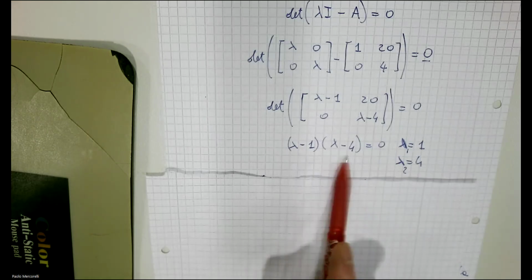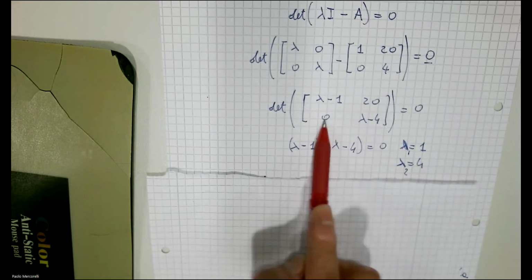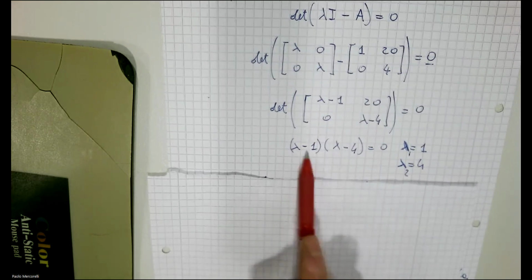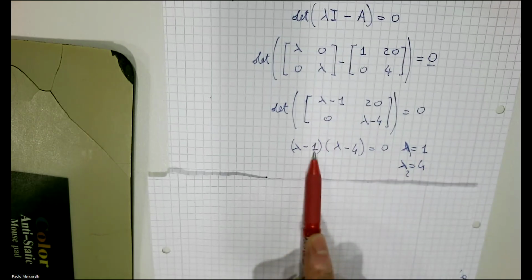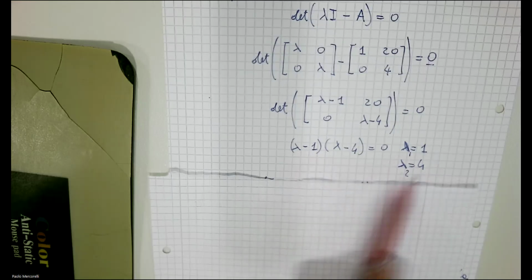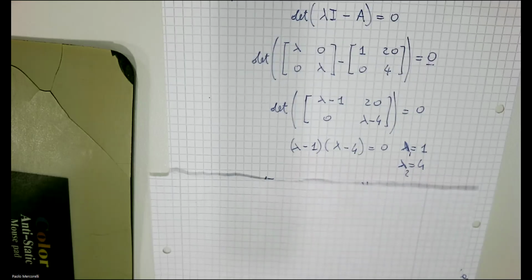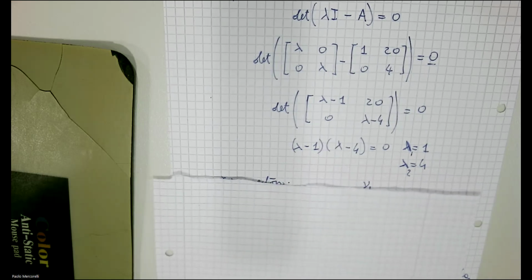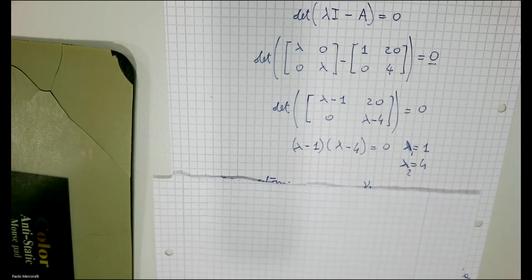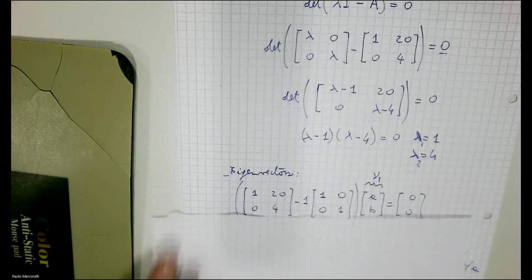This multiplied by this is this. This multiplied by this is 0. Then lambda equals 1, lambda equals 4. We don't need to learn much. First question already done. Fine.